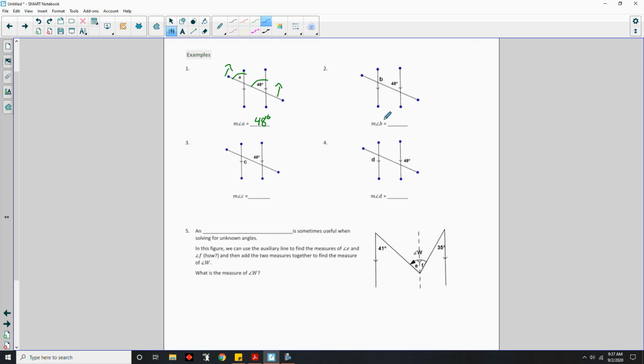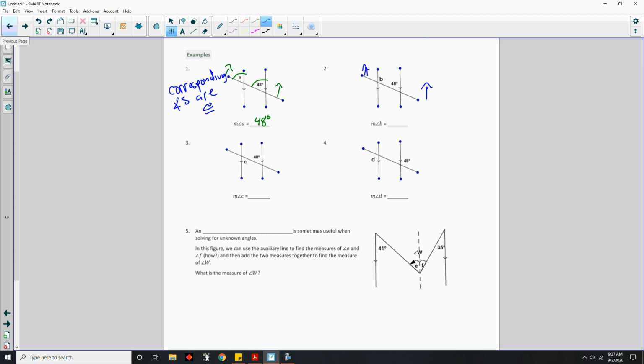Okay, the measure of angle B. Again, parallel lines with a transversal. We're on the north side of the parallel lines. We're on the same side. They're interior. Same side interior are supplementary. Did I say that on the last page? I don't think I did, but they are. So, let's say it here. Corresponding angles are congruent. Okay?